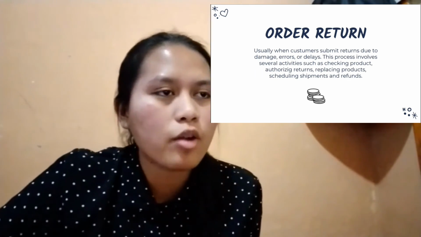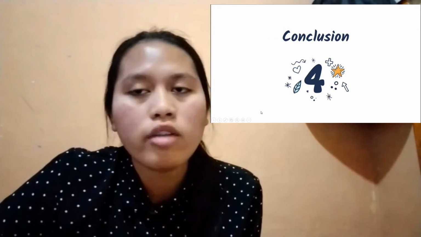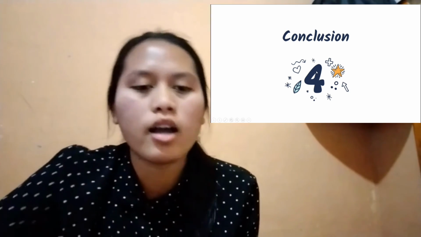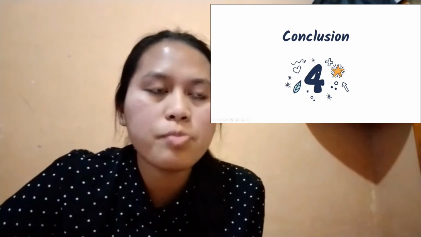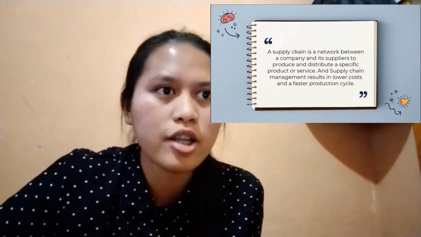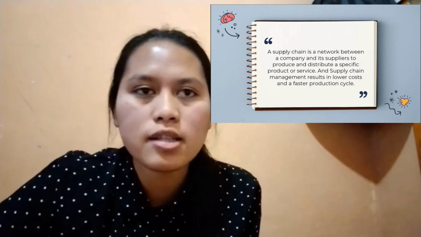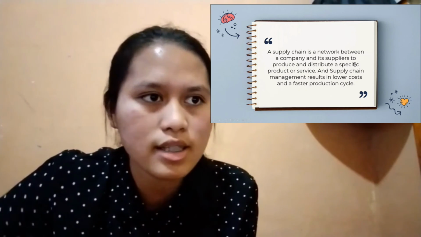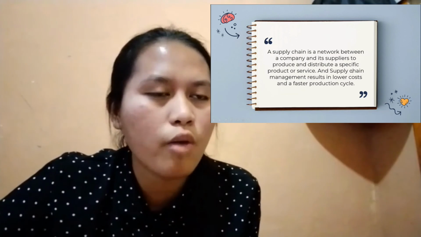Okay, guys, and after that, we finally get to the last part of this presentation, the conclusion. I conclude from the first part until the last part of this presentation that a supply chain is a network between a company and its suppliers to produce and distribute a specific product or service, and supply chain management results in lower cost and a faster production cycle. So, supply chain management makes the supply chain cycle more effective and more efficient.